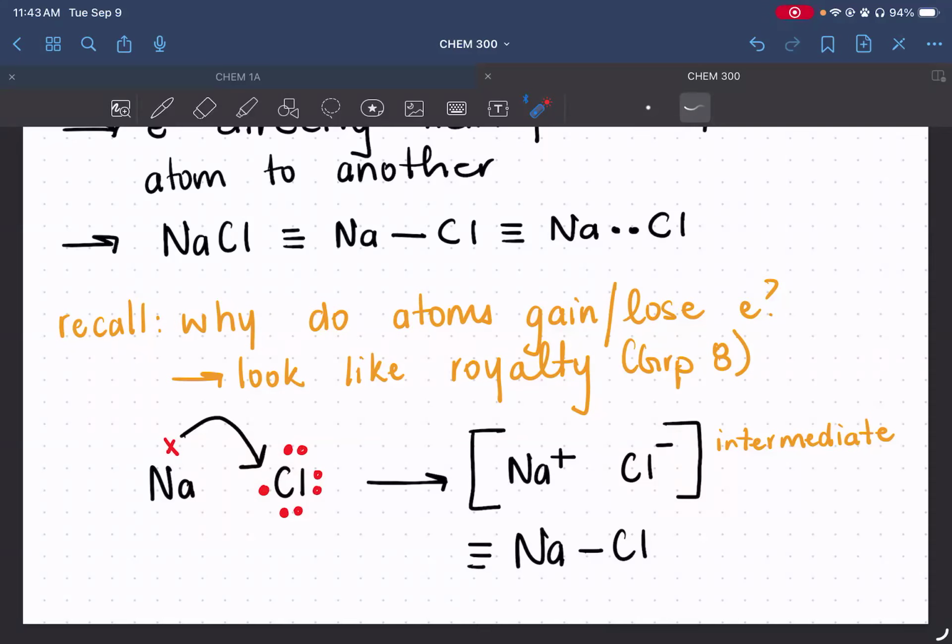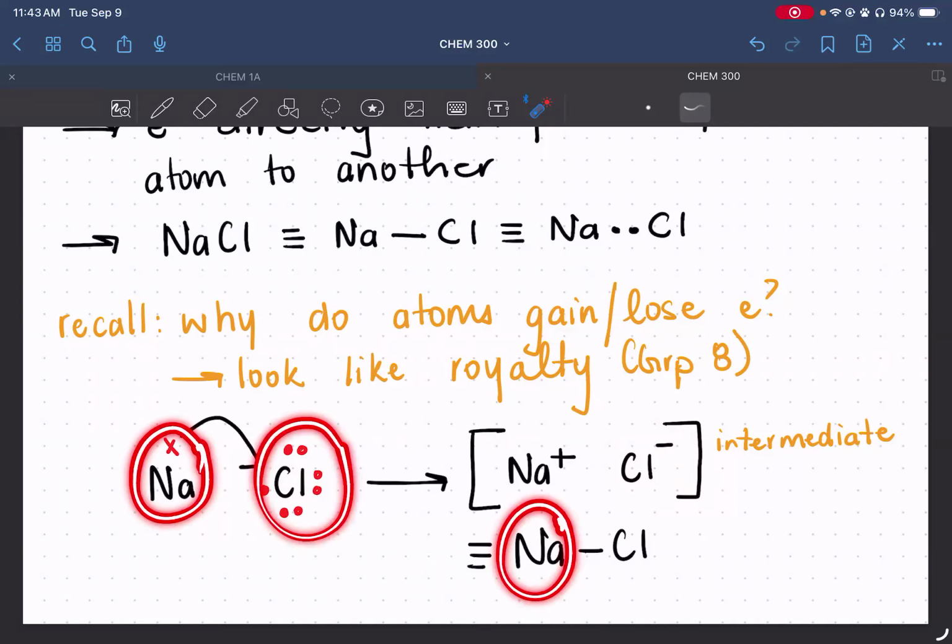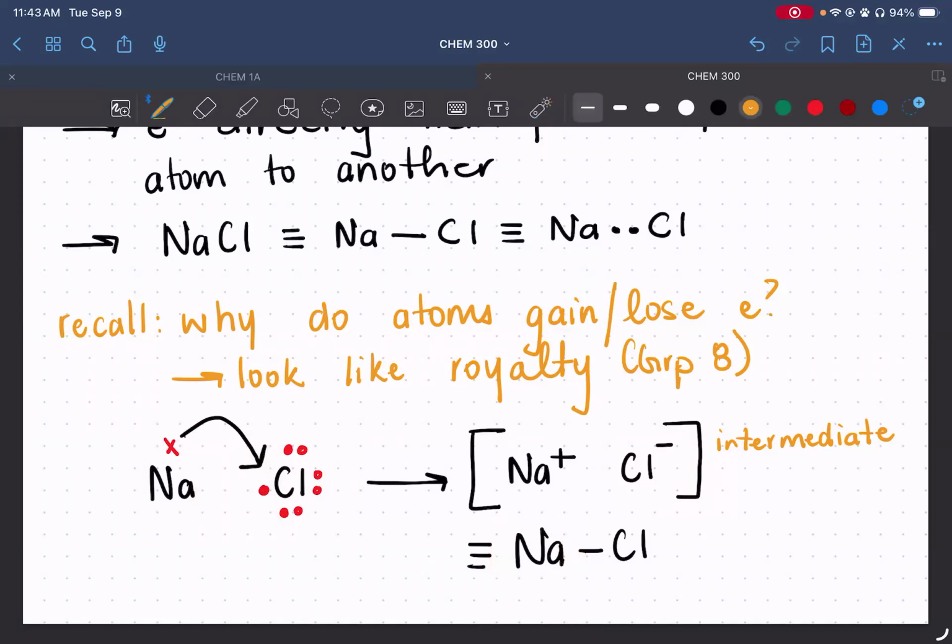So what do the resulting ions look like? Well, sodium had 1 electron to begin with. It gave it up, so it has nothing in the final answer. Chlorine had 7 to begin with. It still has those 6. But remember now that the remaining electrons are found here in the bond. So from the perspective of the sodium, it has access to 1, 2 electrons. That satisfies the octet rule because it looks like helium. So sodium is happy.